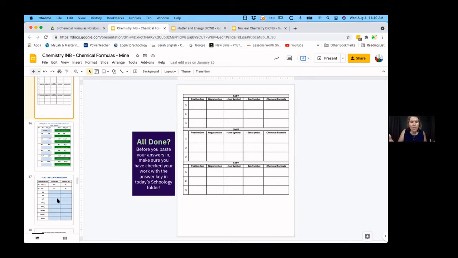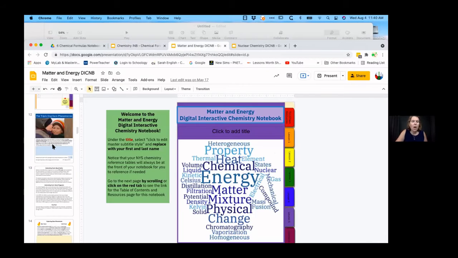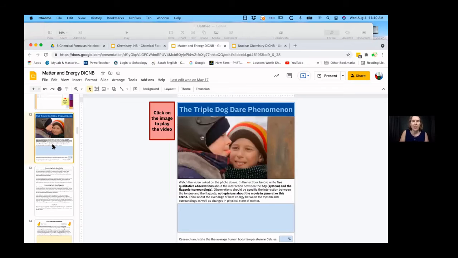So it was a ton of practice all the time. That's one type of notebook, right? But then we have a different notebook, which is my matter and energy notebook. We started this one off with a phenomenon, and it was fantastic. It was called the triple dog dare phenomenon. We've got, oh my gosh, I'm blanking on his name. Okay, we got the kid who's egging the other kid to stick his tongue to the pole.